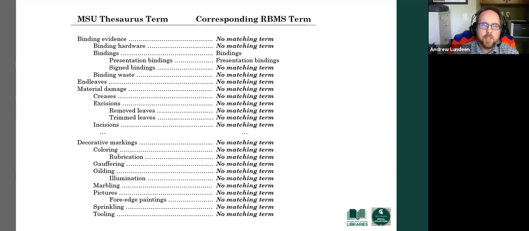And to be clear, some of these missing concepts do appear in other RBMS vocabularies, but they aren't unified in an assignable way within the provenance thesaurus. So in many cases, we had to generate these terms or pull them together from various competing sources.